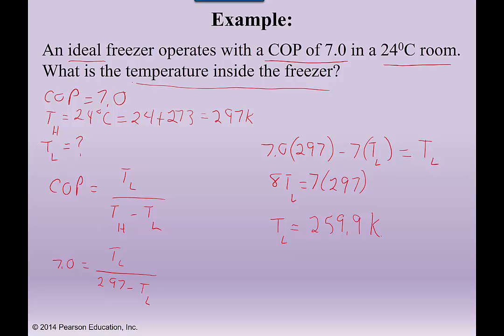That's the temperature in Kelvin, but when we're talking about a freezer, we really want to know what that actually means in terms of Celsius, and that is approximately negative 13.1 degrees Celsius. And again, we can use this version of the COP equation because it is an ideal freezer. Otherwise, we would have to know the size of the freezer, and we'd have to use the equation with the Q's in it. Most of the time, we won't need to worry about that, though, because we will be looking at the ideal.